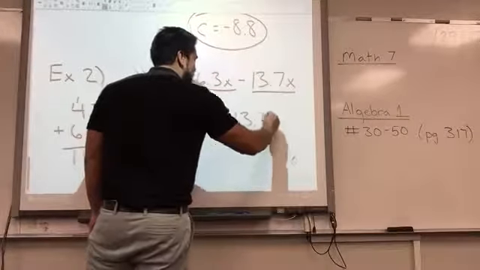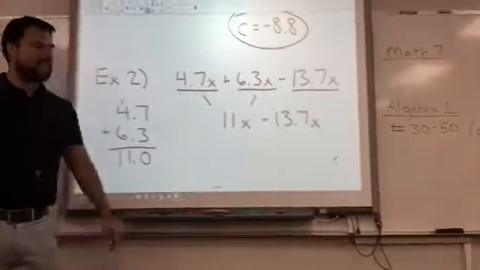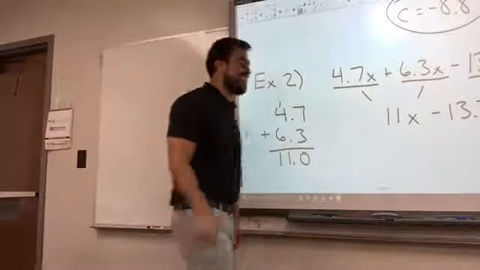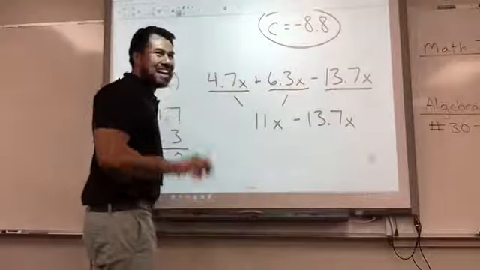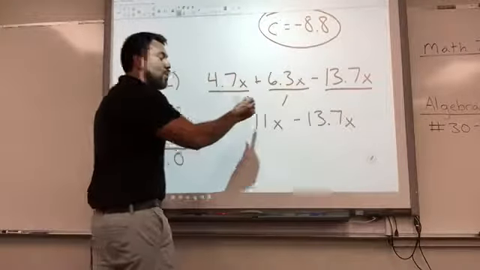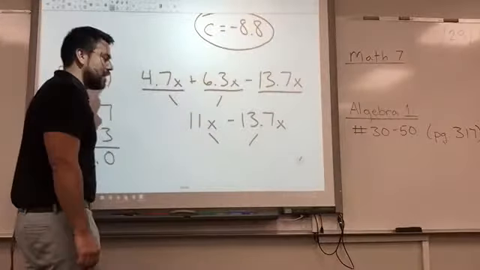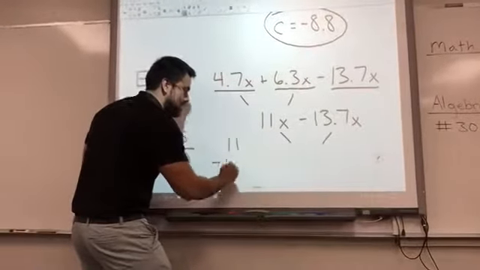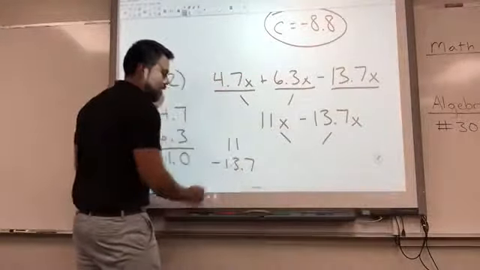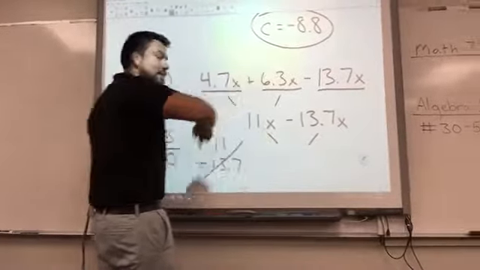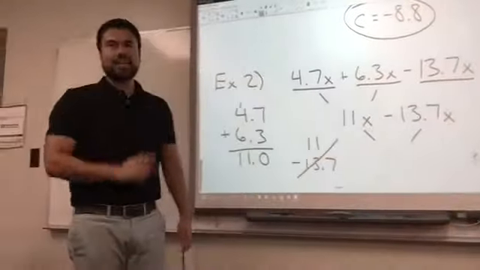Minus 13.7x. Second. Hold on. I know what you're thinking. So is this answer going to be positive or negative when you combine these? It's got to be negative. So you do this, right? 11 minus 13.7? No. 13.7 minus 11, and then it gets a negative sign.